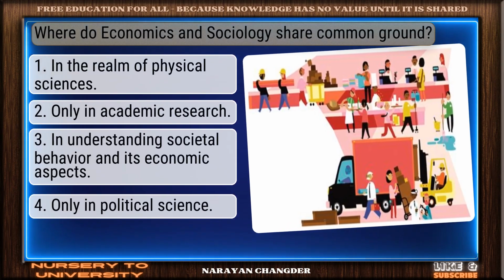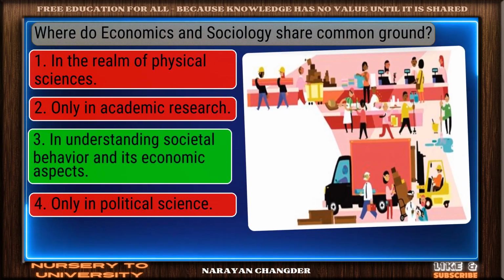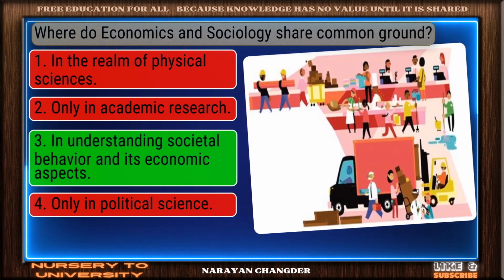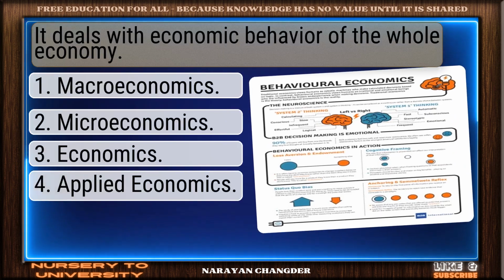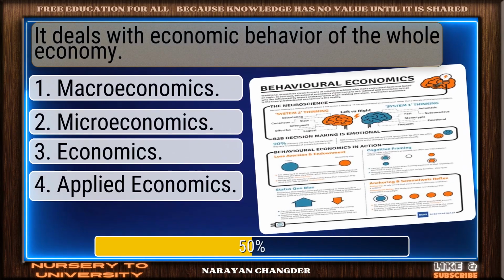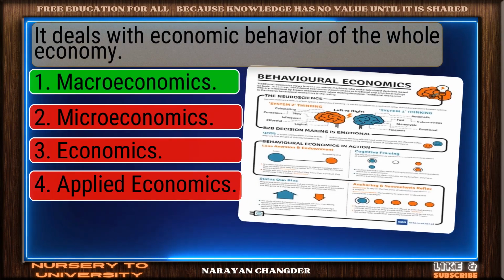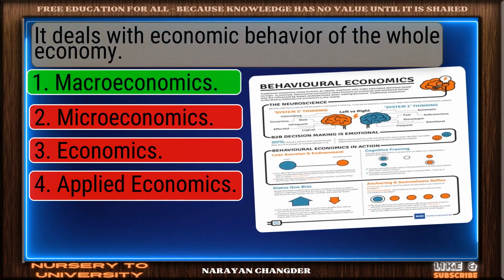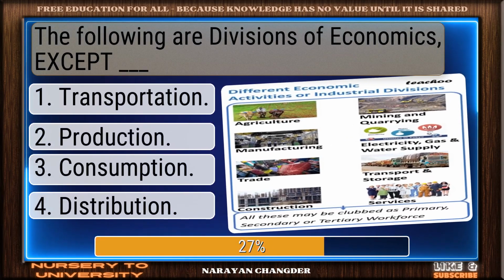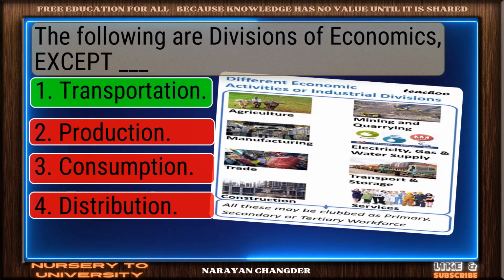Where do economics and sociology share common ground? Bravo! In understanding societal behavior and its economic aspects is the answer. It deals with the economic behavior of the whole economy. Clear logic. Your choice, macroeconomics, is sound and 100% true. The following are divisions of economics, except dash. Well picked. Transportation is the correct answer.